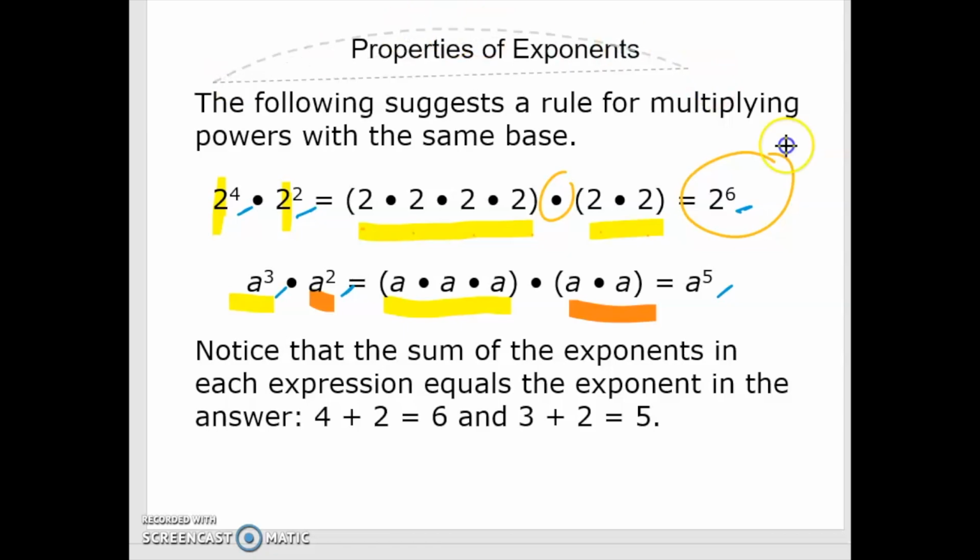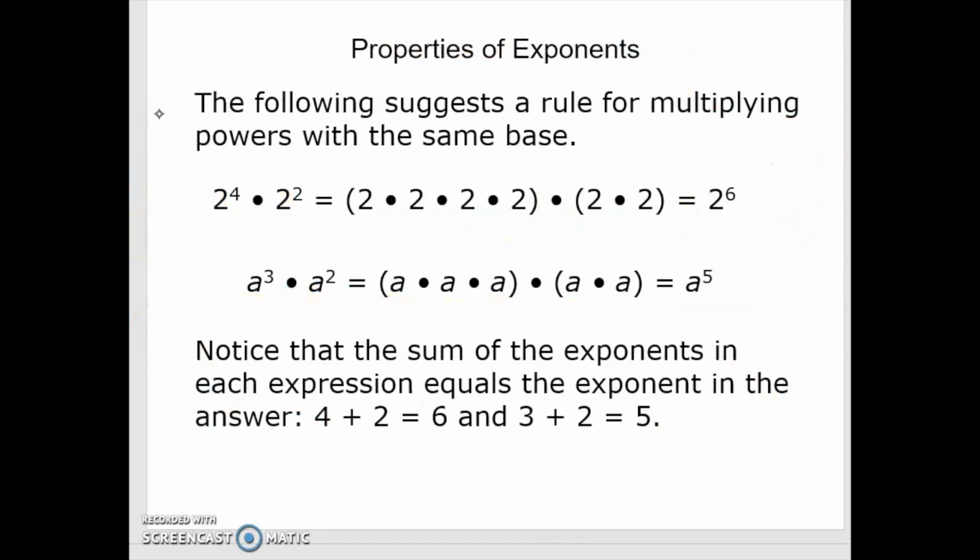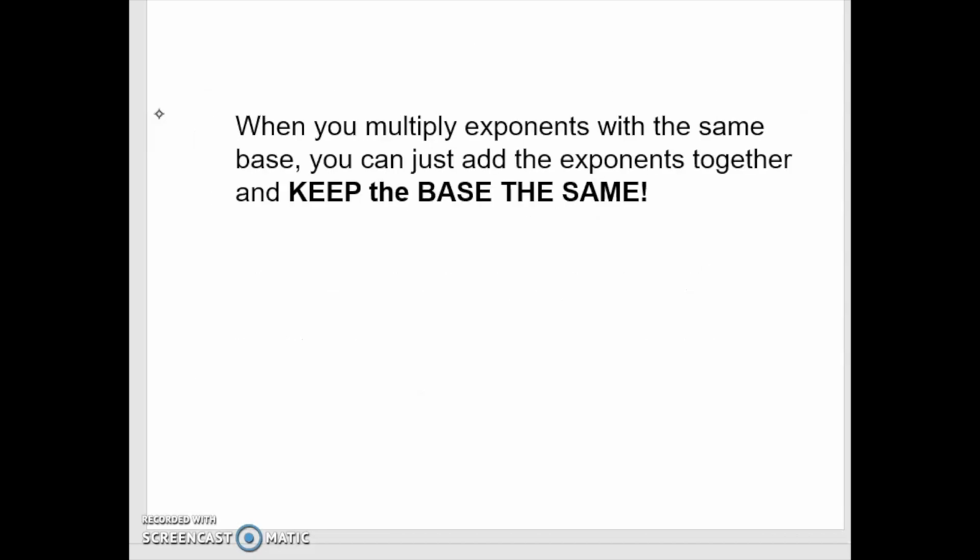Our rule is if the two numbers have the same base, then all we have to do is add the exponents together. Now this is key. This is the part that people sometimes make a mistake. The base number does not change. We always keep the base the same. So let's practice a couple of those before we move on.